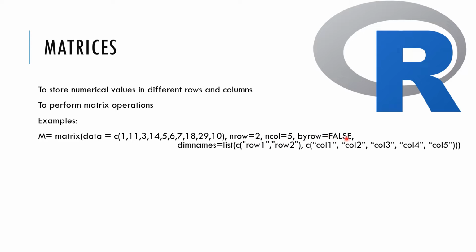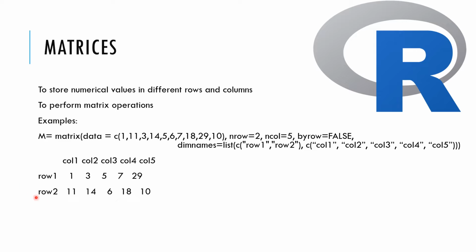Now, byrow by default is false. Suppose you want to create a matrix using byrow, that means you want to place all these elements row wise, then it has to become true. So we supply true here instead of false. By default it's false. And then dimnames, basically the names of dimensions, so names of rows and columns. It always accepts a list. There are different data types, we will discuss that later. One of the data types is list. So the first one is for the rows and the second one is for the columns.